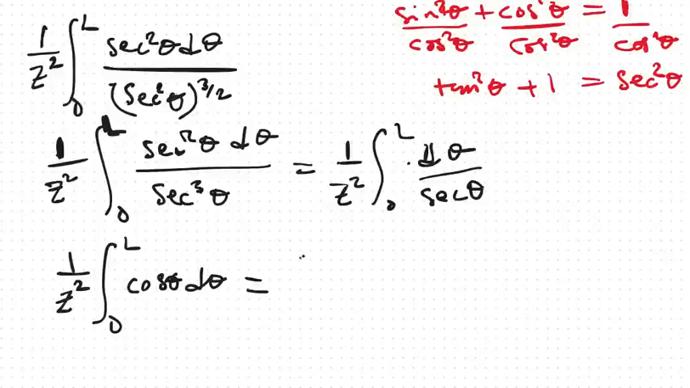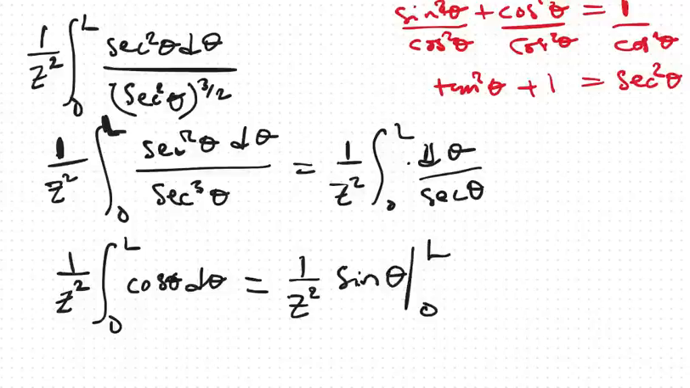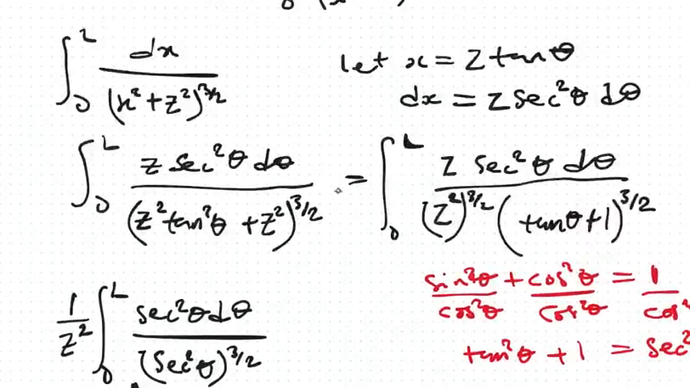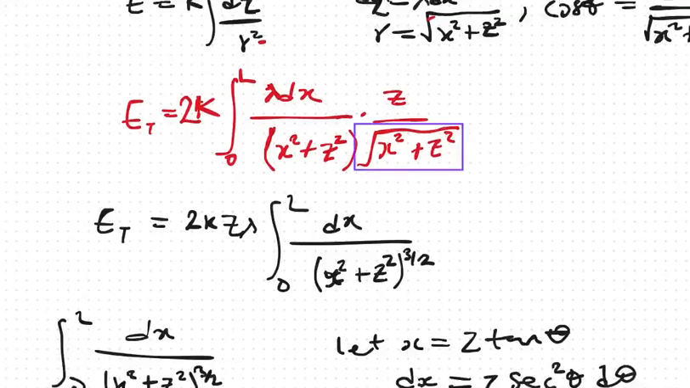So when we integrate this using this limit or range, then I'll be having 1 over z squared. Integration of cos theta is sine theta, right? From 0 to L. But remember, we are working from our triangle. Let's go back to the triangle.